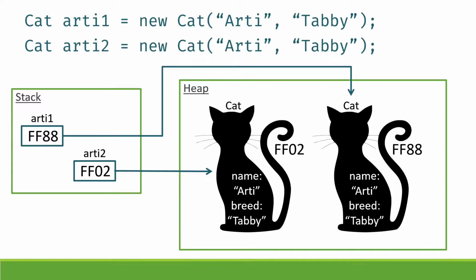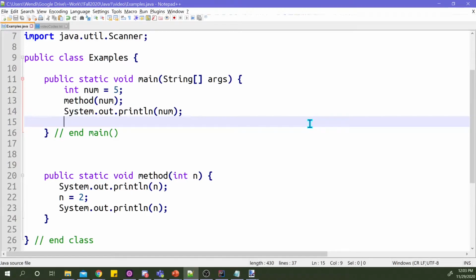In the previous video, we talked about how objects and reference variables work in memory. Now that we understand this, we can understand what happens when we pass objects into methods. First, let's discuss the idea of pass by value. When you pass a primitive variable into a method, you're passing a copy of that value to the parameter variable.